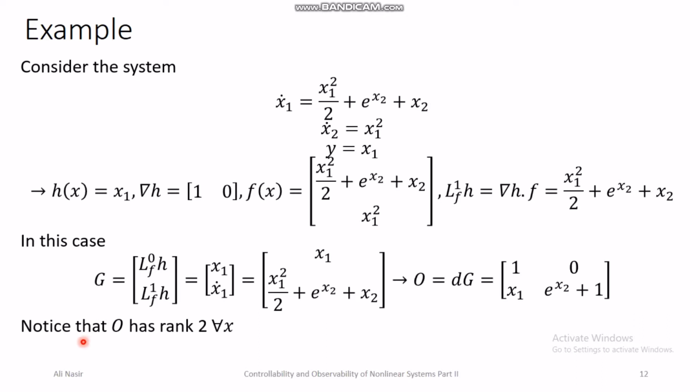But in this case you can see that no matter what x0 we choose, for all possible values of the state, the rank of the O shall remain 2. You can see that because there is a 1 here and there is a 1 here, so this is a diagonal. Regardless of the values of these x2 and x1 terms, the rank will always be 2. So this system is observable for all x of 0, and that is one example of how you calculate the observability for nonlinear systems, and this system is locally observable everywhere.